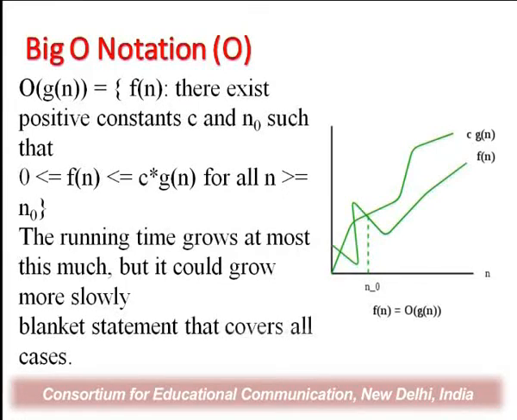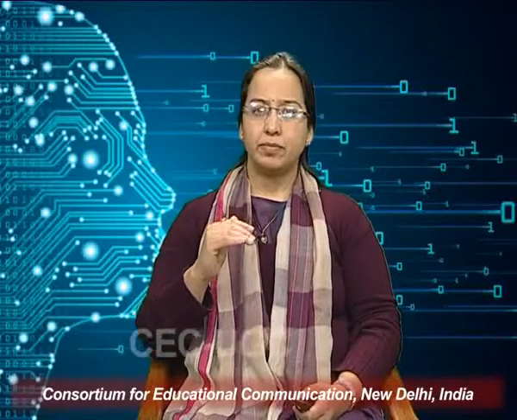That means you can say, in layman terminology, that C of g(n) is the blanket, that your f(n) will grow at most to C of g(n), but it could grow more slowly also. So it will not grow more than C of g(n). So C of g(n) is a kind of upper bound on the function of efficiency of the algorithm, or the function of the running time of the algorithm.